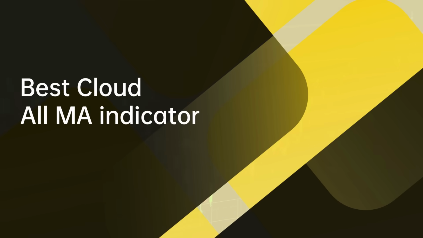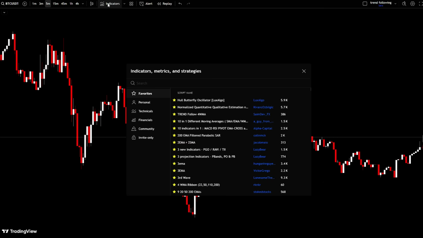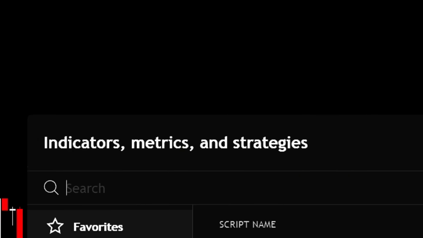Now, here's the part that really confirms the trend. We're going to add a trend filter using the best cloud OLMA indicator. This is my favorite way to visually confirm whether you're in an uptrend or a downtrend. Go back to the indicator section again, type in best cloud OLMA and add it to your chart.